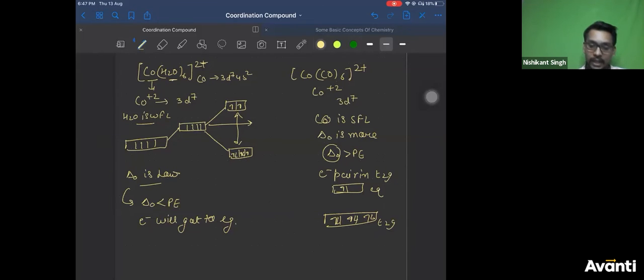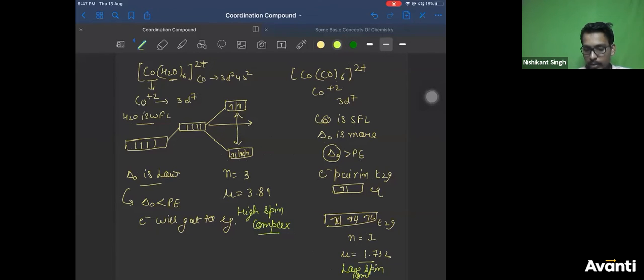The magnetic moment of the two is different. Now you see the number of unpaired electrons here is 3. The magnetic moment is 3.89. In the other, the number of unpaired electrons is 1, and the magnetic moment is 1.732. Such complexes, which come in board exams, are known as high spin complexes, and these are known as low spin complexes. High spin and low spin complexes.